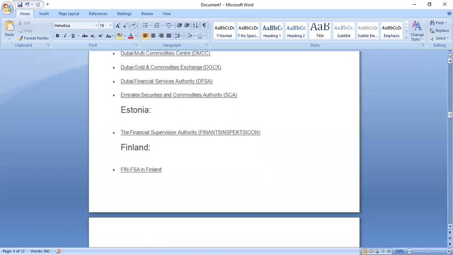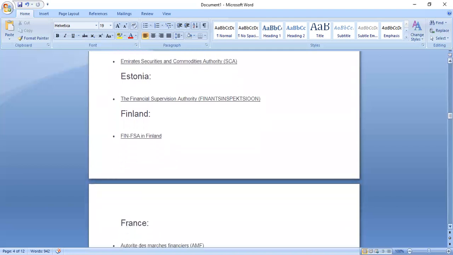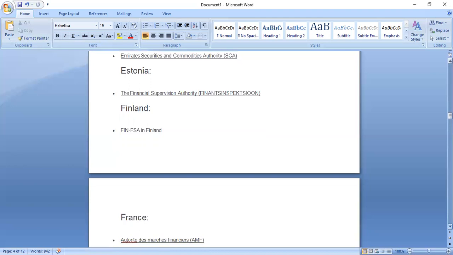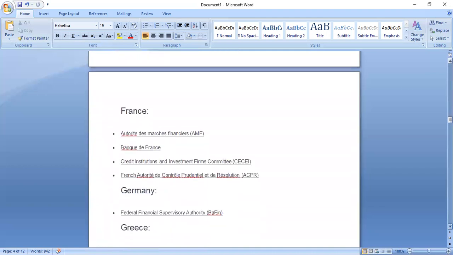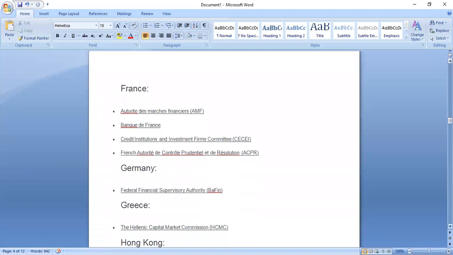Estonia. In Estonia, we have the Financial Supervision Authority. So that should be the institution regulating any broker from Estonia. Finland, we have the FSA in Finland. The FSA in Finland, that is the institution that regulates brokers in Finland.